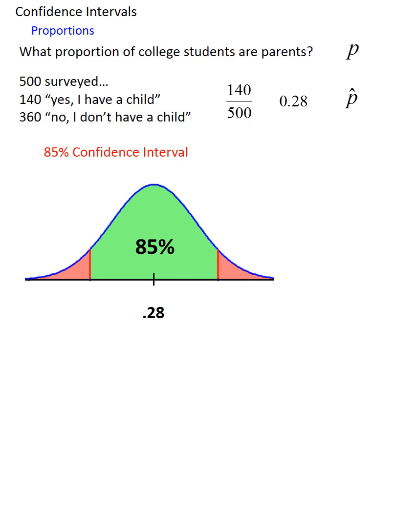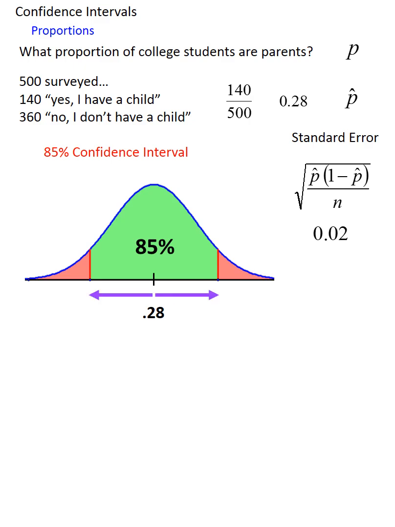In other words, we want to take the 28% and add and subtract a certain number, creating a process that will capture the true population proportion 85% of the time. So we compute our standard error as discussed before, which in this case is 2%. And again, we want to know these purple distances, but to know them, we have to know how many standard errors that each one represents.